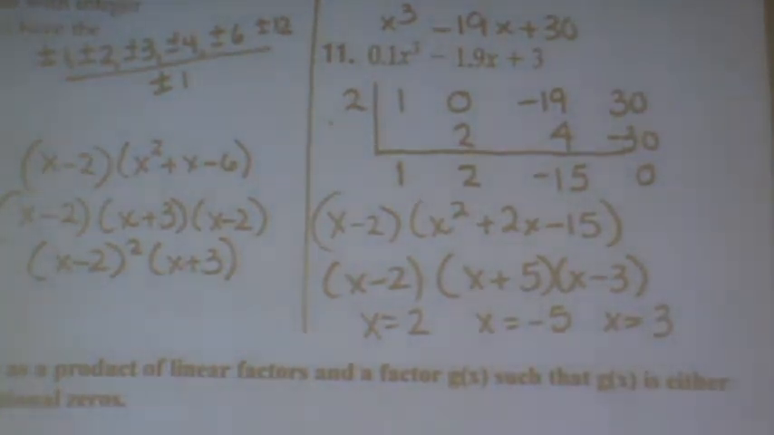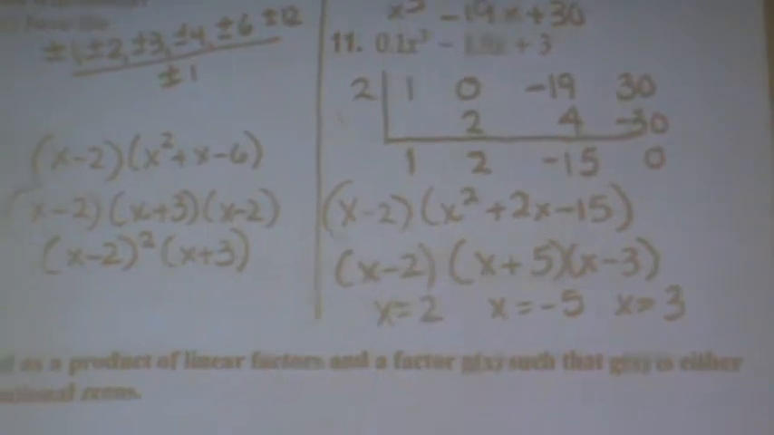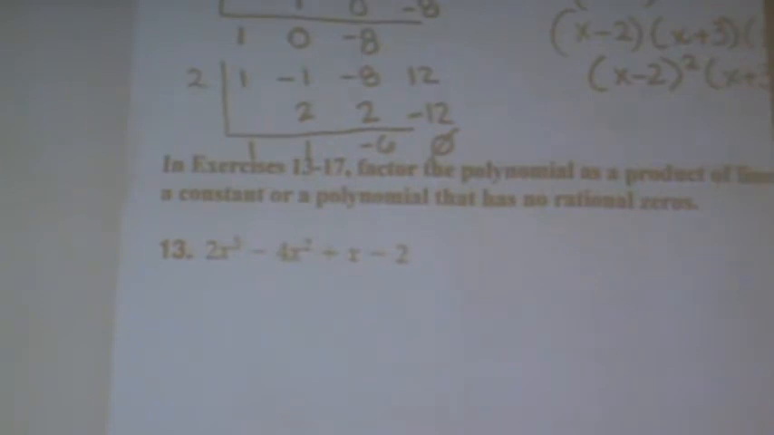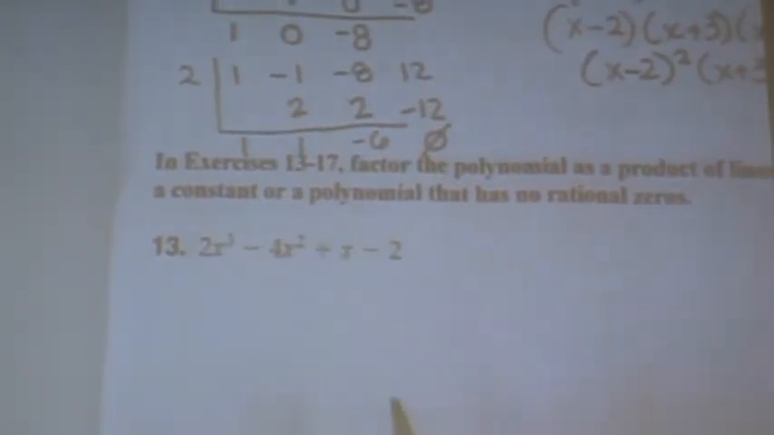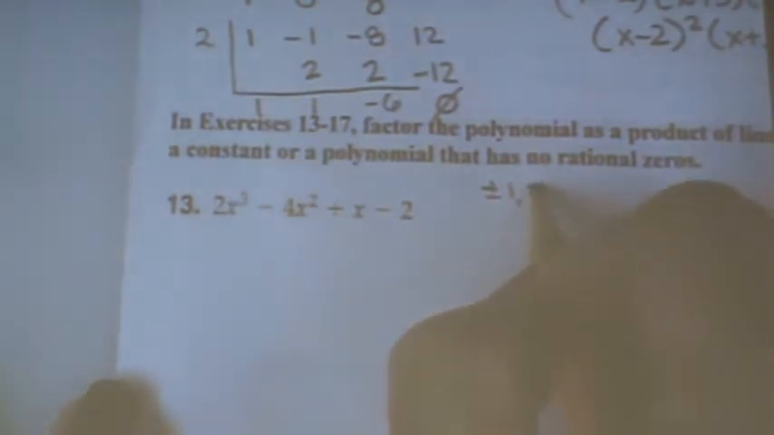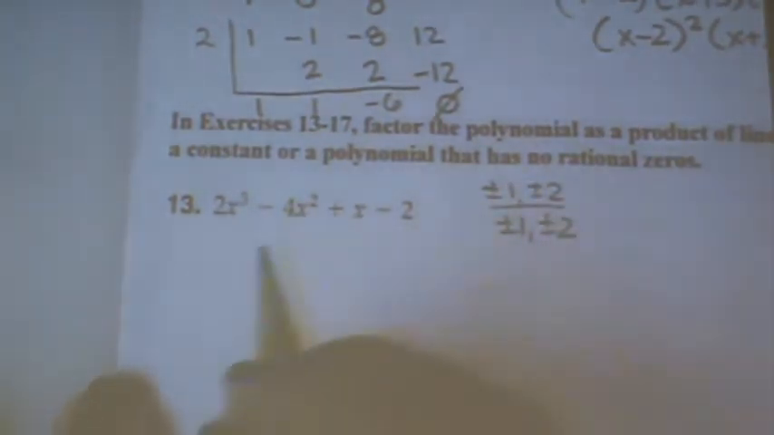For 13 and 15, all you need to do is just factor these. So you need to find the first 0, and then break this up. Using the possible rational zero test, your P and Q are plus or minus 1, plus or minus 2 over plus or minus 1, plus or minus 2.